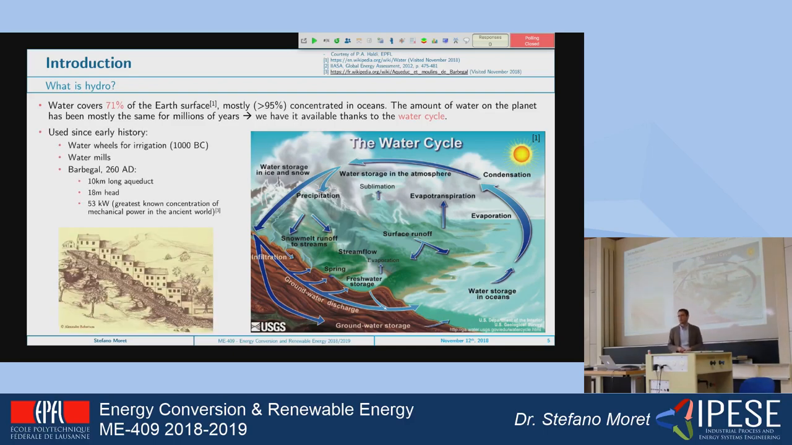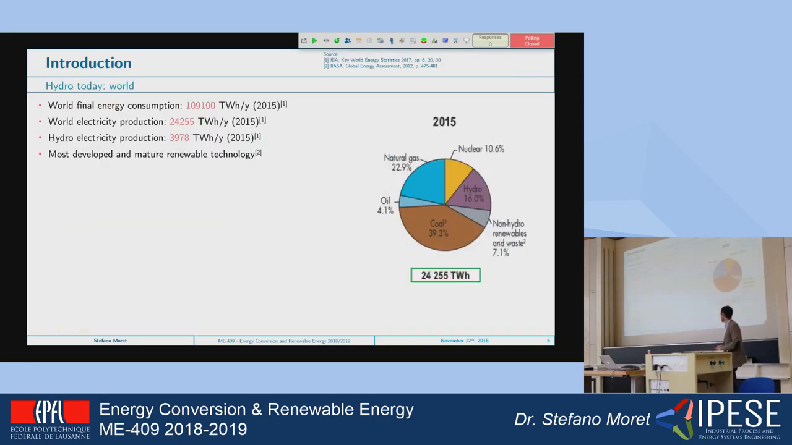Also, hydro has been exploited since the early days of civilization. In the third century after Christ, there was a quite big hydro installation in France, known as the biggest concentration of mechanical power in ancient history. It was about 50 kilowatts. If you imagine that today the biggest power plant in the world is a hydropower plant that we'll see later, and it's 22 gigawatts, the equivalent of 22 nuclear power plants altogether, you can understand that we have made some progress in terms of technology and also in terms of society.